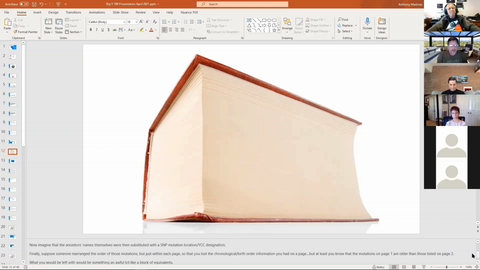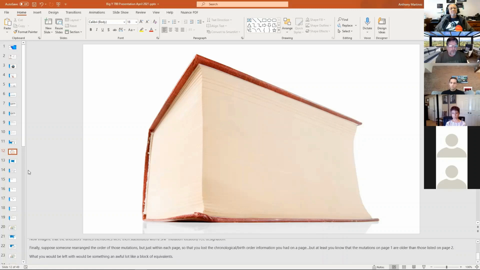The day goes by, you go to bed, you wake up the next morning, you look at your book, and it's changed again. And this time, someone has jumbled the order of those SNP locations, those YCC designations, within each page, but only within the page. So page 1 has been jumbled, but they're still on page 1. They're on page 1 from the beginning. They're on page 1 when some of them were erased. They're on page 1 when they were changed to a designation. It's still on page 1, but now you've lost chronological order.